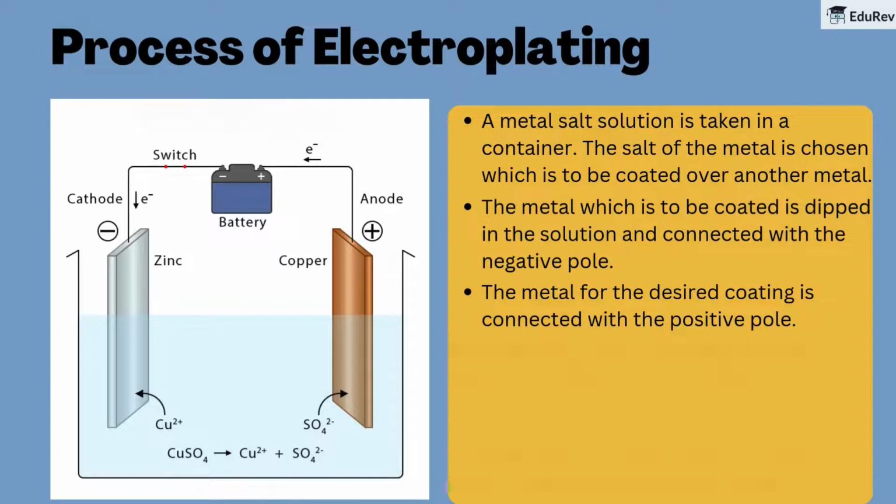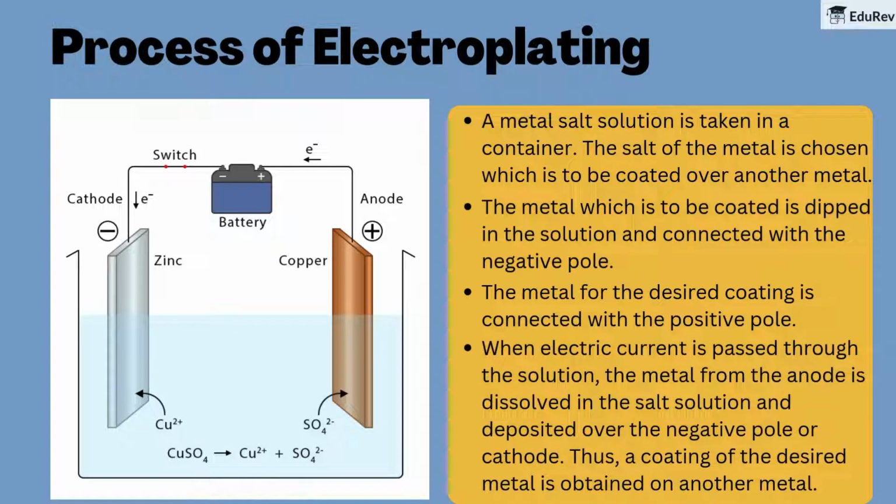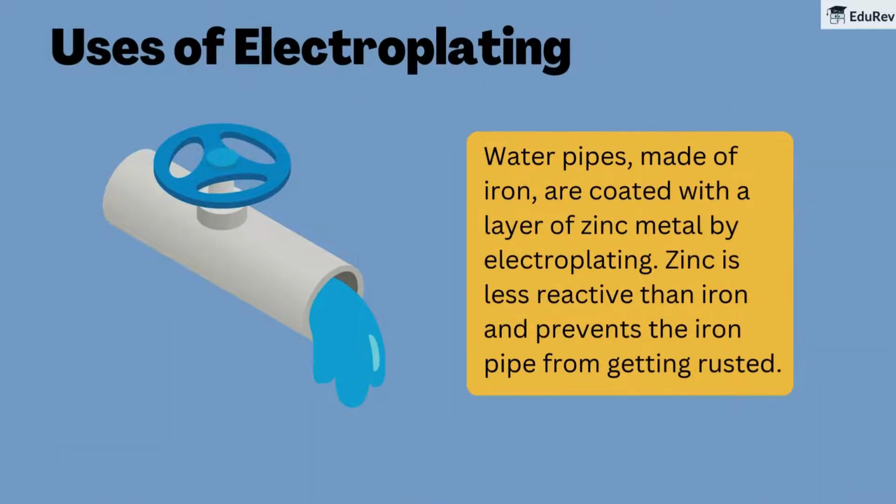When electric current is passed through the solution, the metal from the anode is dissolved in the salt solution and deposited over the negative pole or cathode. Thus, a coating of the desired metal is obtained on another metal. Here are the uses of electroplating.